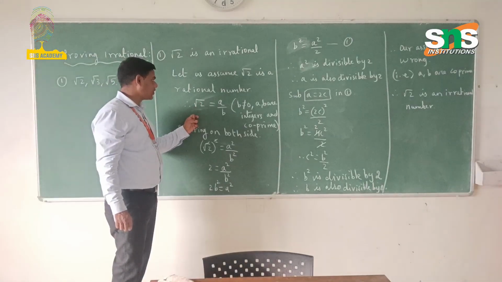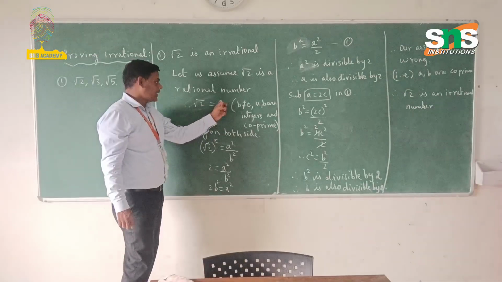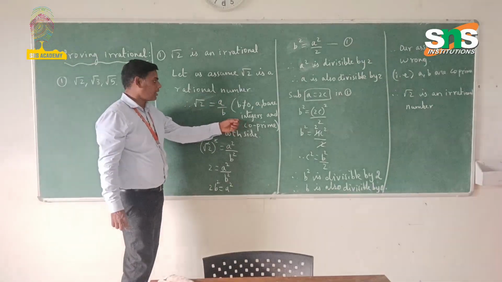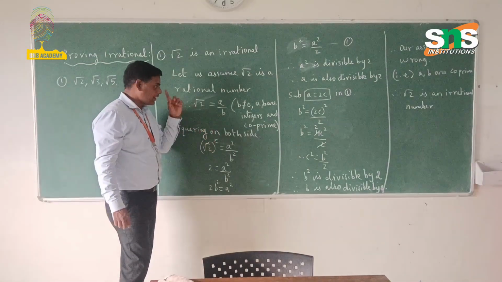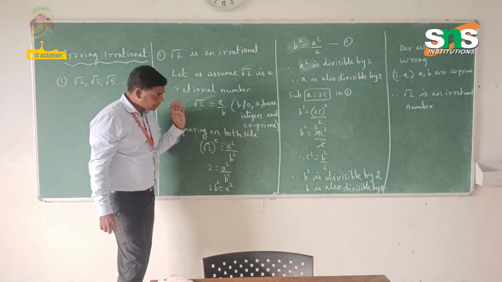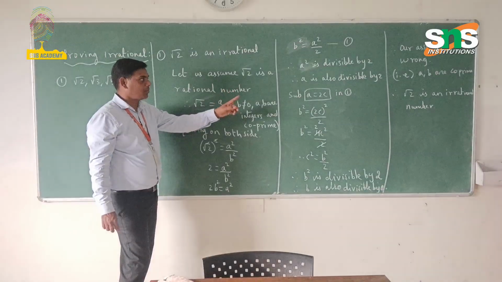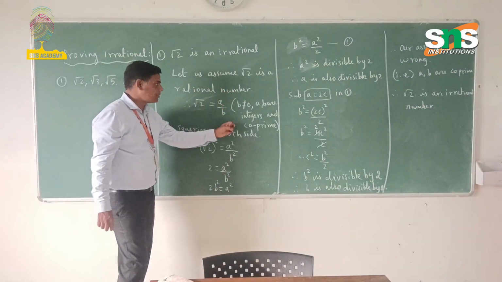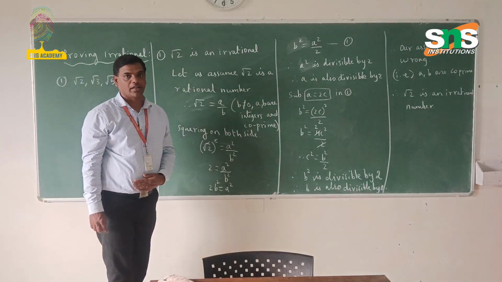First we will assume it is a rational number, so it will be in the form of a by b. After saying this, we should explain that a and b are integers and co-prime. When it is co-prime, we should have only one as a factor. But through this proof, we have come to know that we have one more factor, that is 2. So because of that, what we assumed is wrong. Therefore, root 2 is an irrational number.